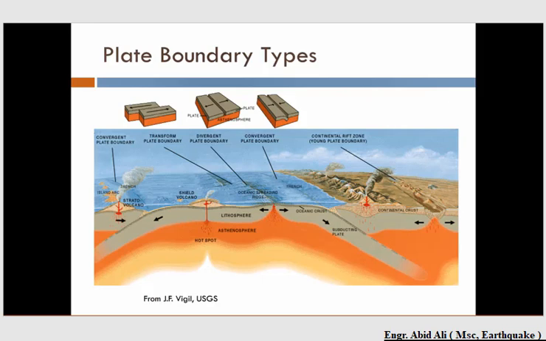And then we have convergent boundaries. These would be like the mid-oceanic trenches or the Cascadia subduction zone, where we have one plate being pushed, or subducted, beneath another plate, which is riding on top of it. So these are the three types of boundaries: transform, divergent and convergent boundaries.